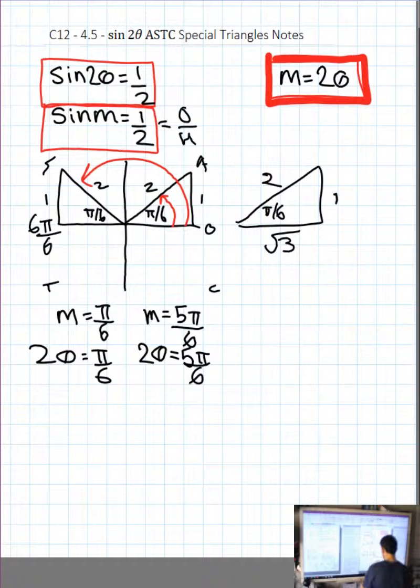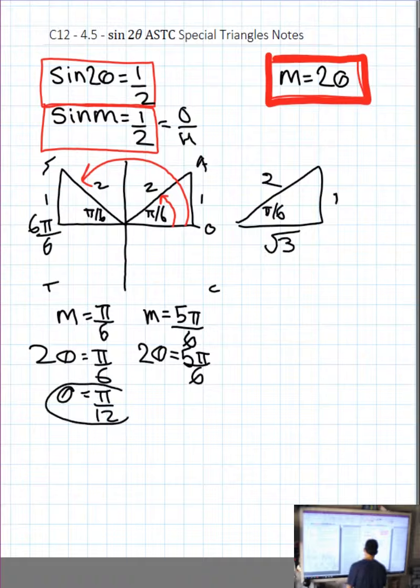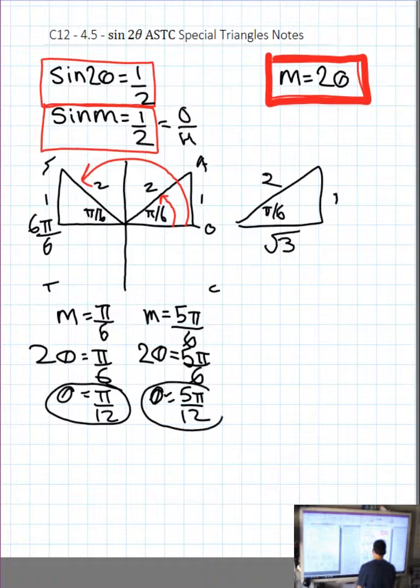Then I have to solve for theta in both cases. So I can divide both sides by 2. Remember, we're not showing that anymore. If I divide both sides by 2 or cross multiply, the answer is pi over 12. I'm going to circle that answer. And then again, theta equals 5 pi over 12. If you have difficulty cross multiplying, get some help with that.